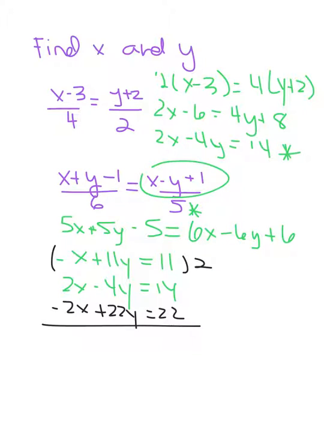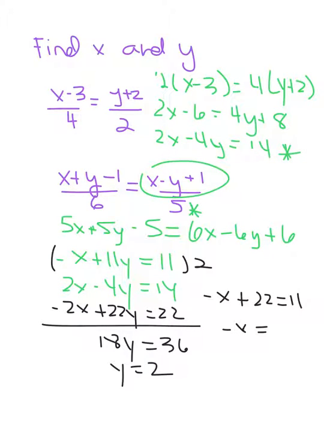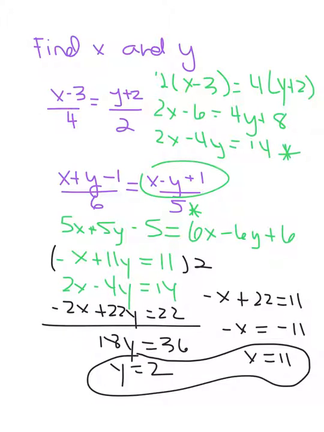I will add it to my other equation. My x's will zero out, which is what I want. I have 18y is equal to 36, so y is equal to 2. To find the value of x, I'm going to substitute it back in. I'll use the first equation. So I have negative x plus 11 times 2 gives me 22 is equal to 11. Bring that 22 to the other side, and negative x is equal to negative 11, so x is equal to positive 11. So here's my solution using proportions and a linear system.